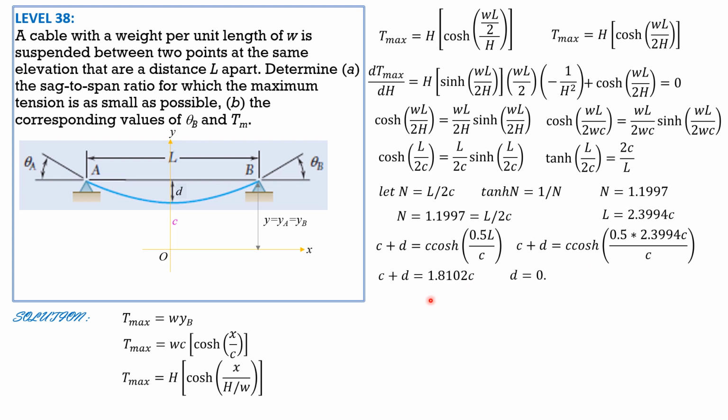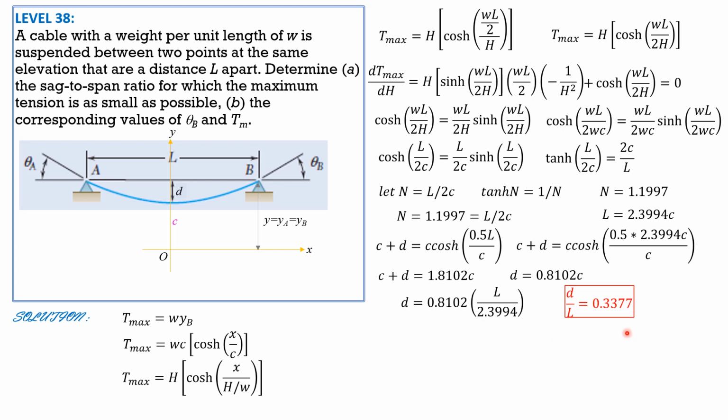From here, D is 0.8102 of C. And substitute the value of C, which is in terms of L, L over 2.399. So the sag to span ratio can now be computed, D over L, 0.8102 over 2.399, and that is 0.3377 to four significant figures.